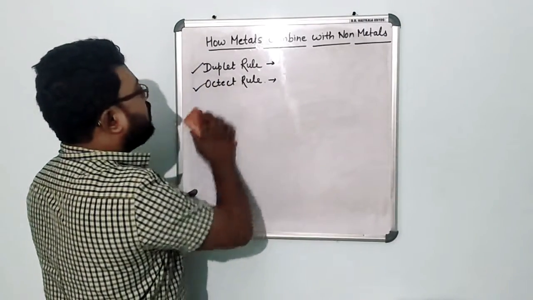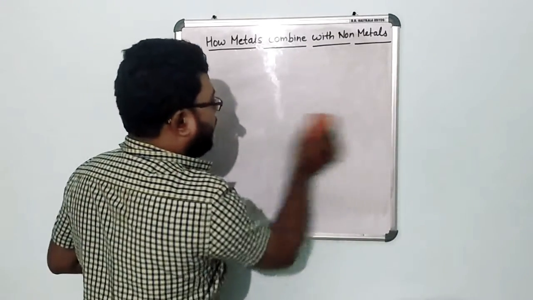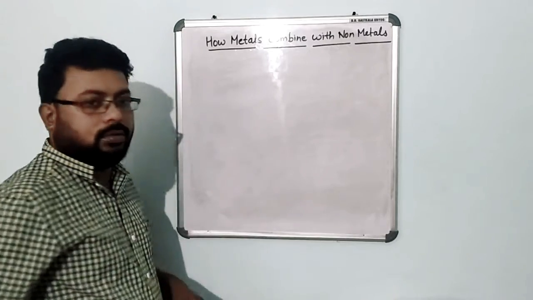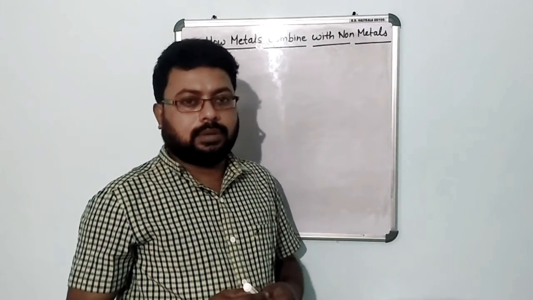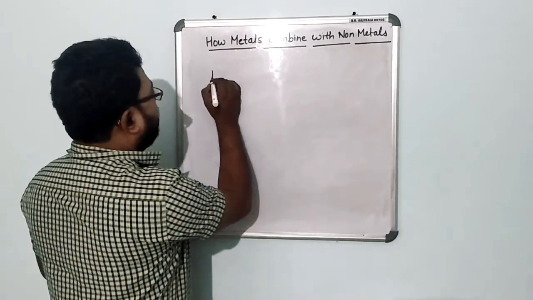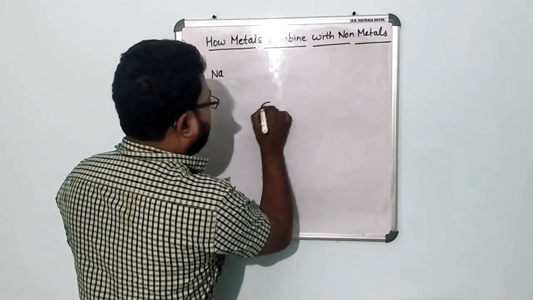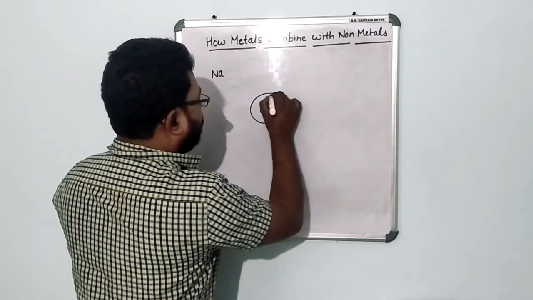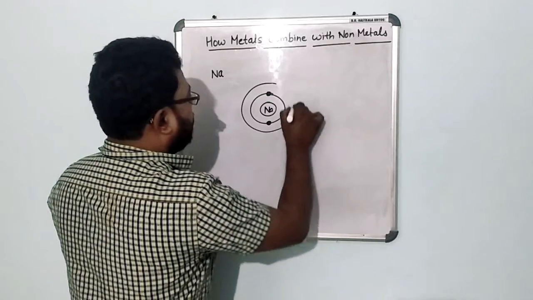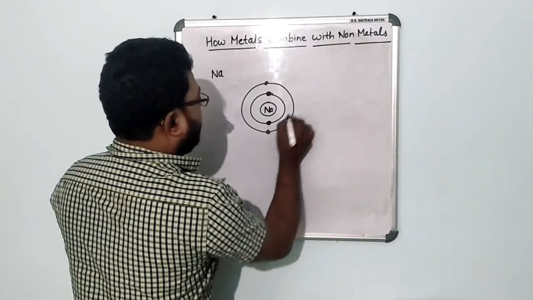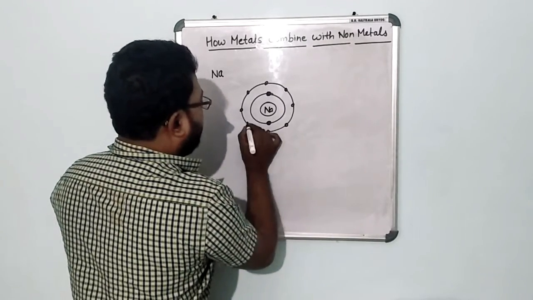which atoms tend to lose electrons and which atoms tend to gain electrons. That is also decided. Let us take an example of sodium. This is the atom of sodium. The first shell will have 2 electrons. The second shell will have 8 electrons: 3, 4, 5, 6, 7 and 8.